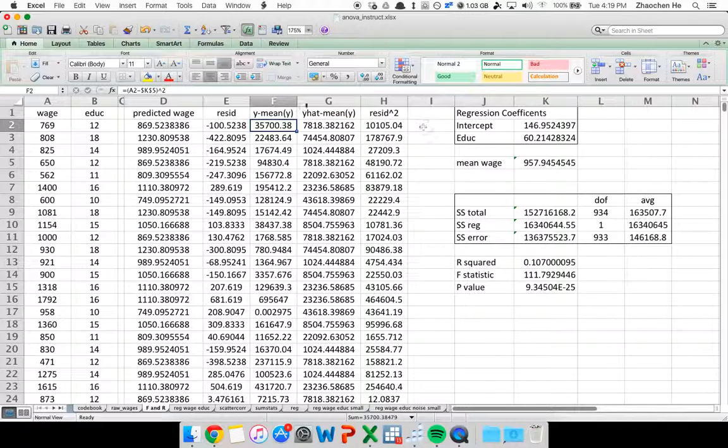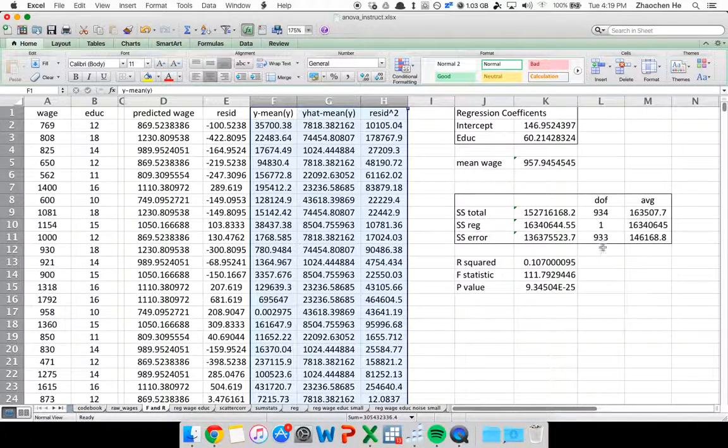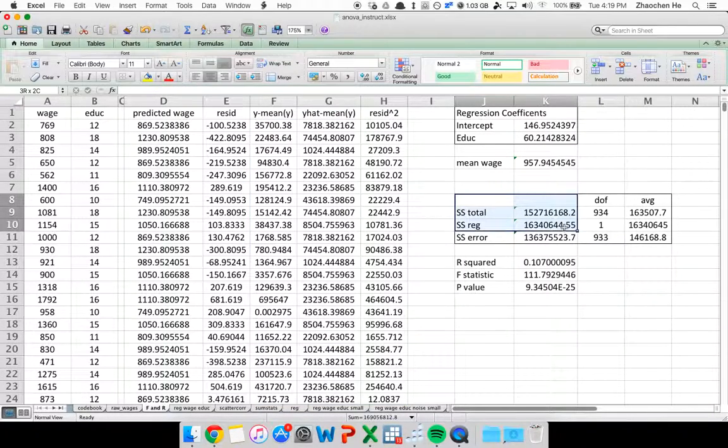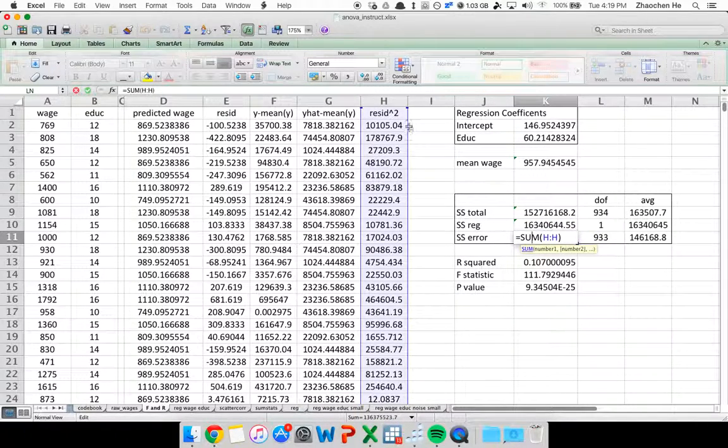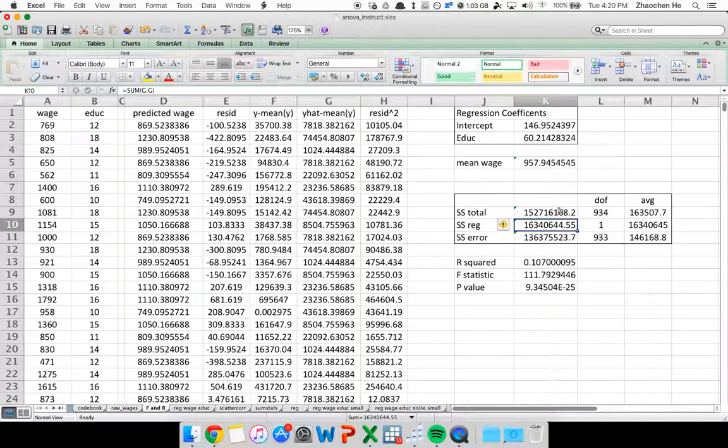So with those numbers in hand, I'm basically going to sum each of those columns. And that's what I've done in this table over here. The sum of squares total is the sum of this first column. The sum of squares in the regression is the sum of this column. And the sum of squares of the error, the sum of squares of the residual, is this final column over here.